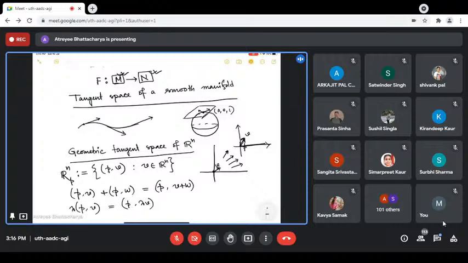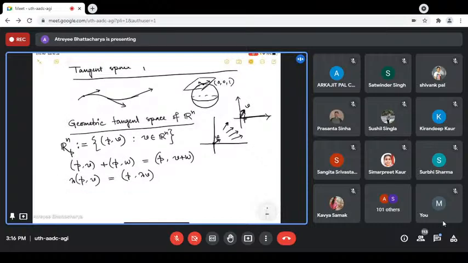And there is a canonical isomorphism with the differences from the origin. This will be called the geometric tangent vector.